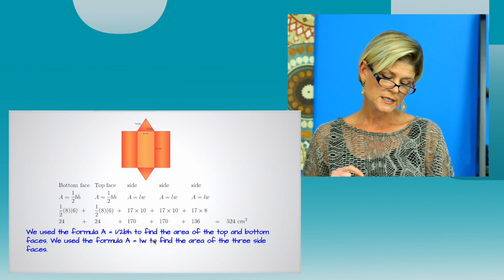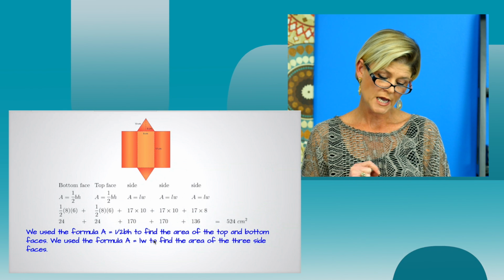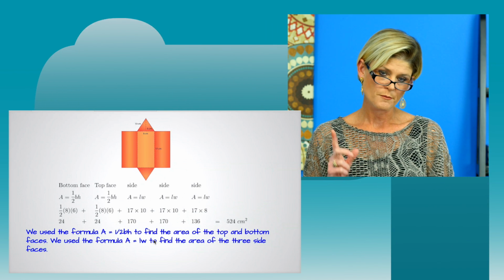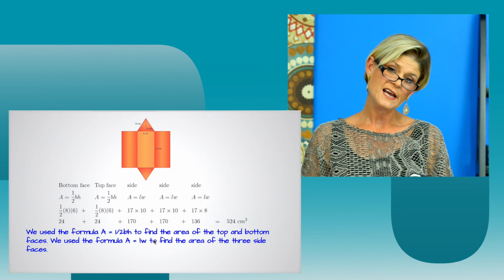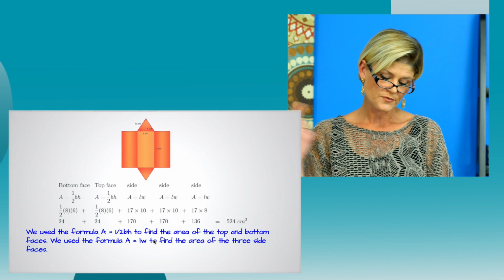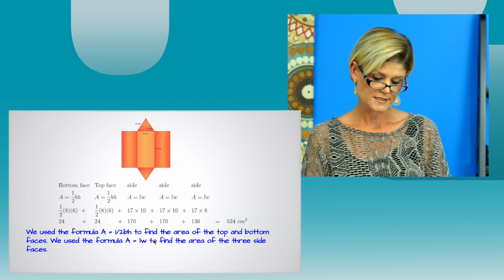We use the formula area equals 1/2 base times height to find the area of the top and bottom faces. And we use the formula area equals length times width to find the area of the 3 side faces.